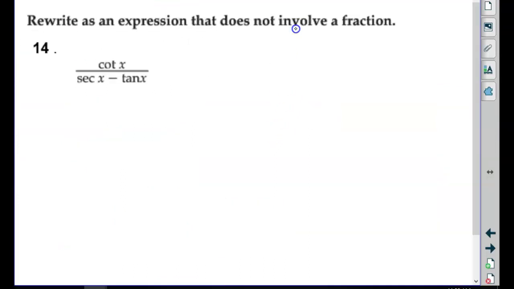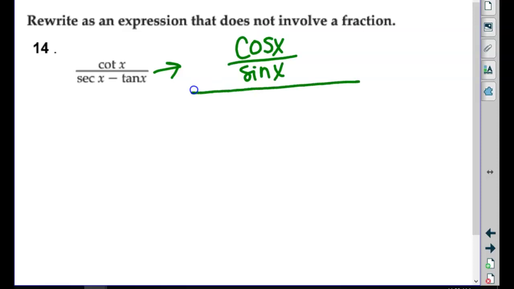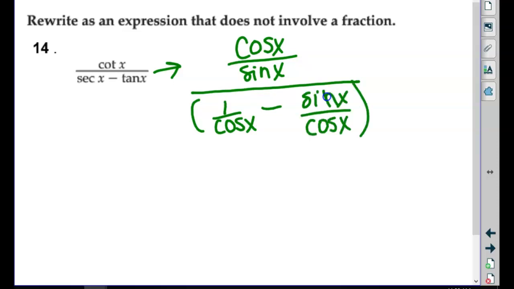Oh, okay. We got some fraction fun. How do you want to try this? Want to try sines and cosines? What would cotangent be? Cosine over sine. And it is all divided by a secant would be 1 over cosine minus a tangent, which is now what?